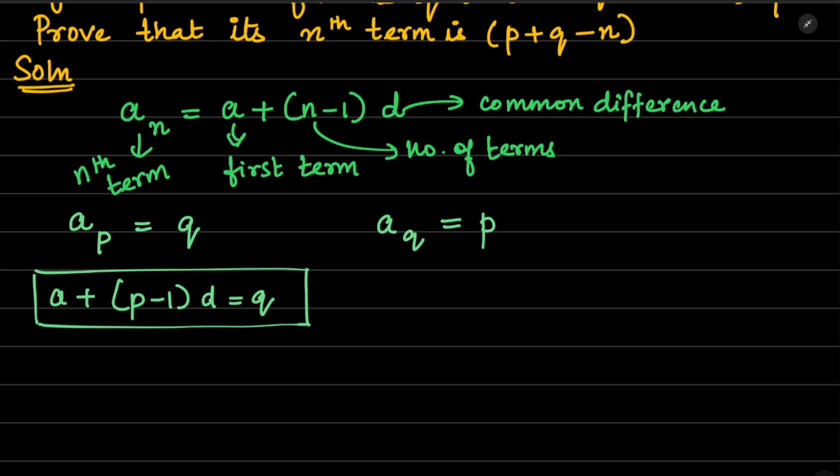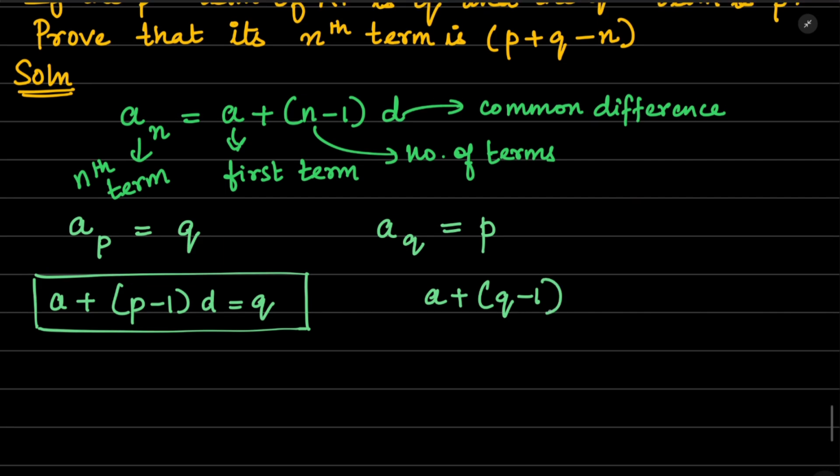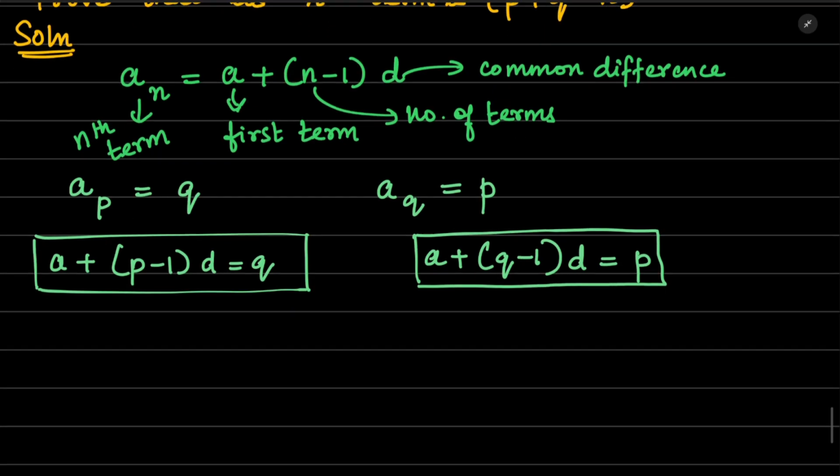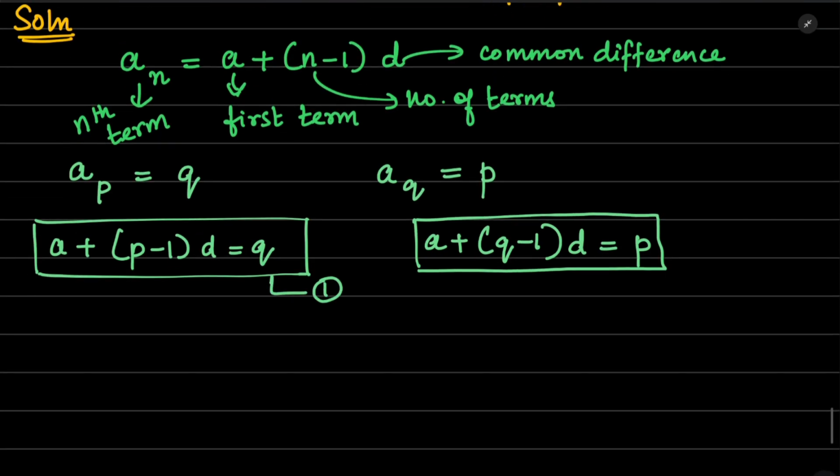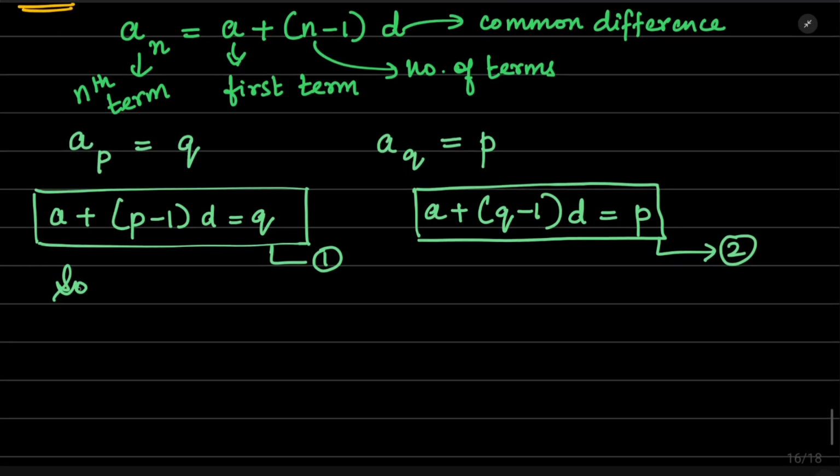And the second equation is A plus Q minus 1 into D equal to P. From the information that you were given, the pth term and the qth term. Now let us solve these two equations. Let this be equation 1 and let this be equation 2. You have to solve 1 and 2.